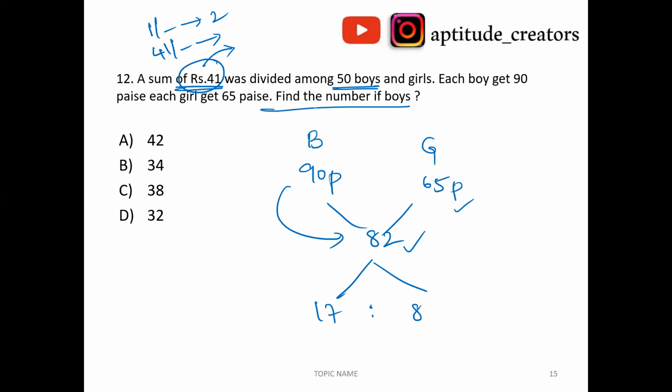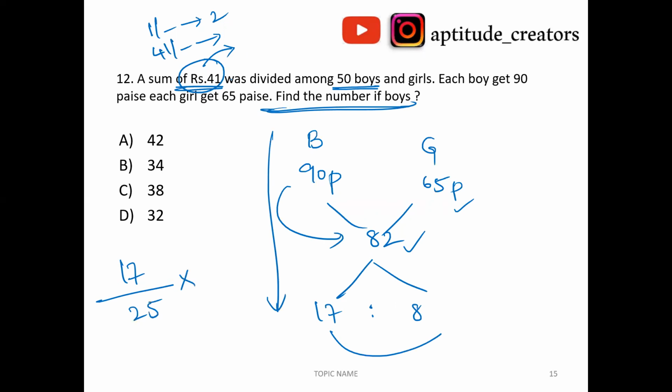Now, what is the question he is asking? Find the number of boys. How many boys are there? 17 parts. Out of total, how many? 17 plus 8 gives the result as 25. Total, how many boys and girls are there? 50 boys and girls are there. We can say 2. 17 into 2 is 34. Answer is option B, 34.